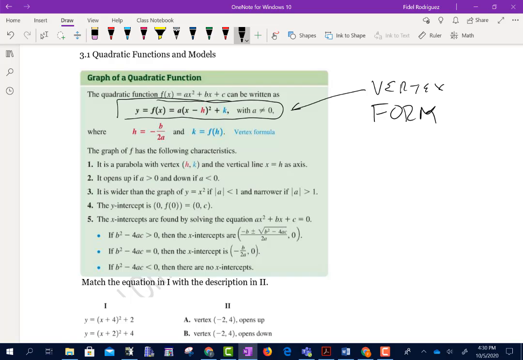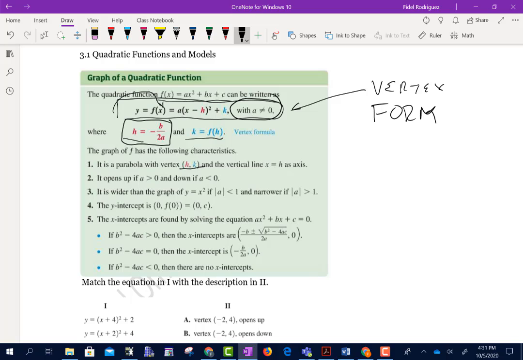Vertex form. So y equals f of x equals a times the quantity x minus h squared plus k. It tells me here that a is not 0. Okay, so the number a won't be 0. The way I'm going to find the h value is we're going to take the negative of b over 2a, and the way we're going to find the k value is whatever number we get here, we're going to come back and plug it into the original function, and that's how we'll get the k value. So it says the graph of f has the following characteristics. It's a parabola with the vertex being the point (h, k).